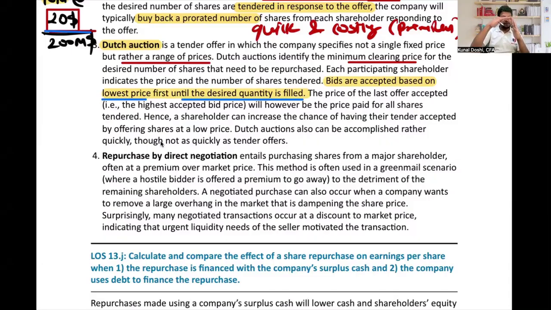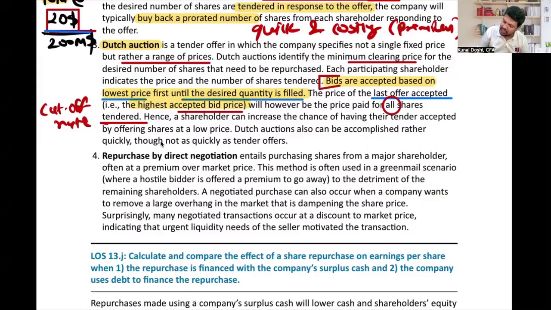Correct? So first the lowest price, then slightly higher, then slightly higher. The price at which the last offer is accepted, which is the highest accepted bid price, becomes my cutoff rate. Now they don't use the word cutoff rate, but that will become the price at which all the shares are tendered. Yes, all the shares are tendered.